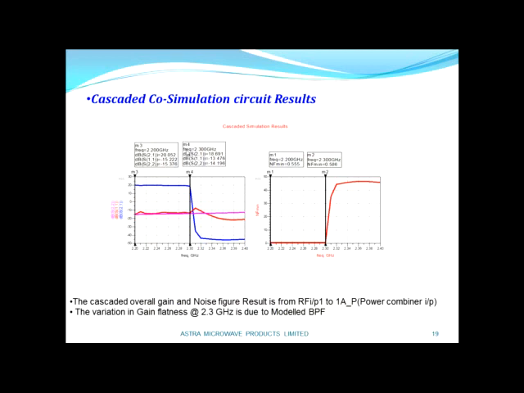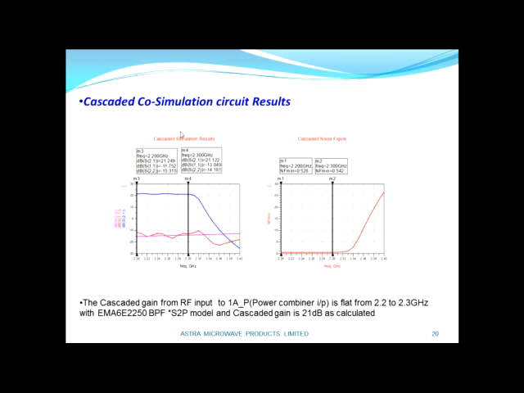The cascaded co-simulation results have shown this. Initially the real BPF was not there, so I got this result, but the correct results are this. The overall cascaded gain is 21.2 dB, and input and output return loss are better than 12 dB. Input return loss is about -12 dB, output return loss is -15 dB, and the noise figure is 0.5 dB, which is quite acceptable with respect to our requirement.